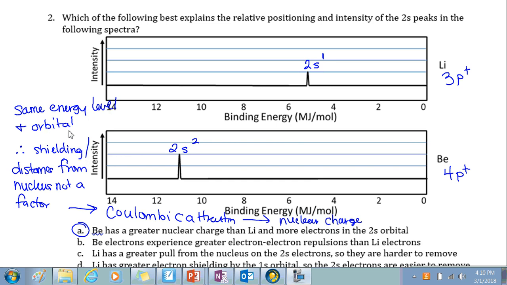So you're looking at the same energy level and the same type of orbital. Therefore, the shielding or the distance from the nucleus is not going to be a factor when you're comparing these. What will be a factor is the Coulombic attraction based on the nuclear charge. Beryllium has more protons than lithium does, so its nucleus is more attractive. So beryllium has a greater nuclear charge than lithium. Therefore, it will attract its electrons better than lithium is able to attract its electrons in the same energy level and same orbital. Okay, and as a result, the 2s electrons in beryllium will have a greater binding energy than the 2s electron in lithium. So answer choice A is your answer.